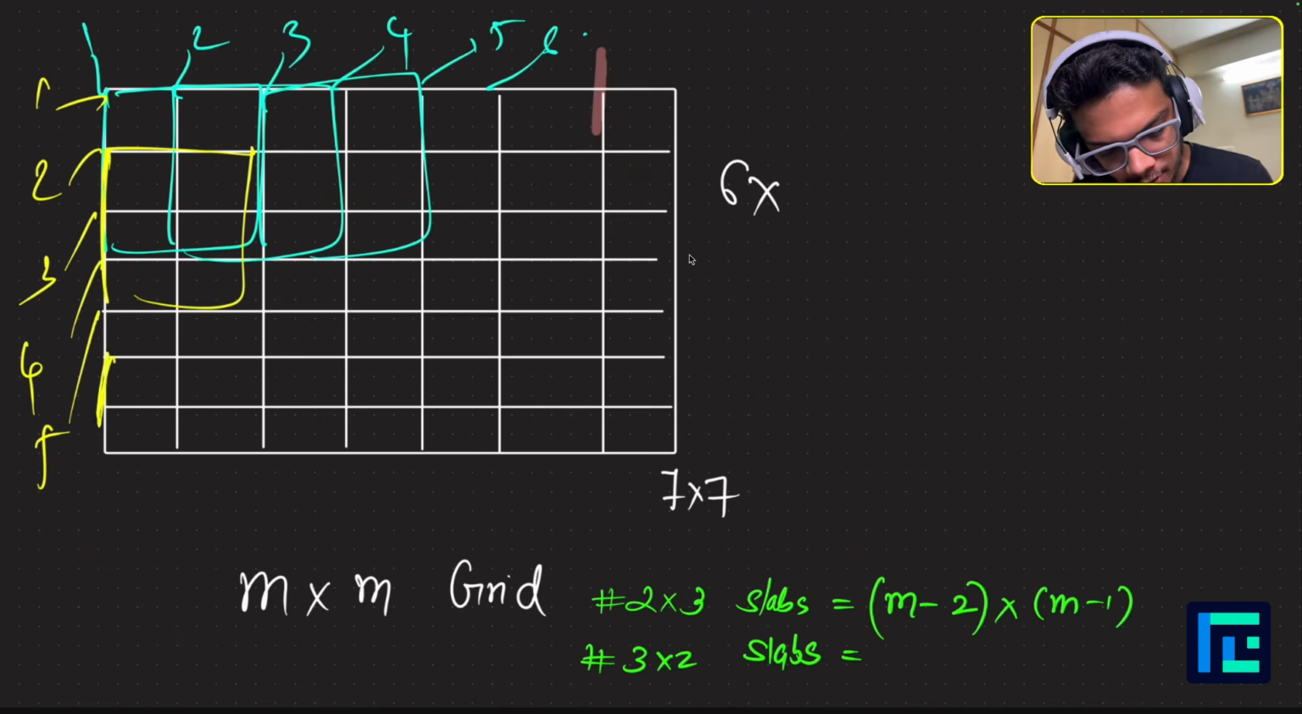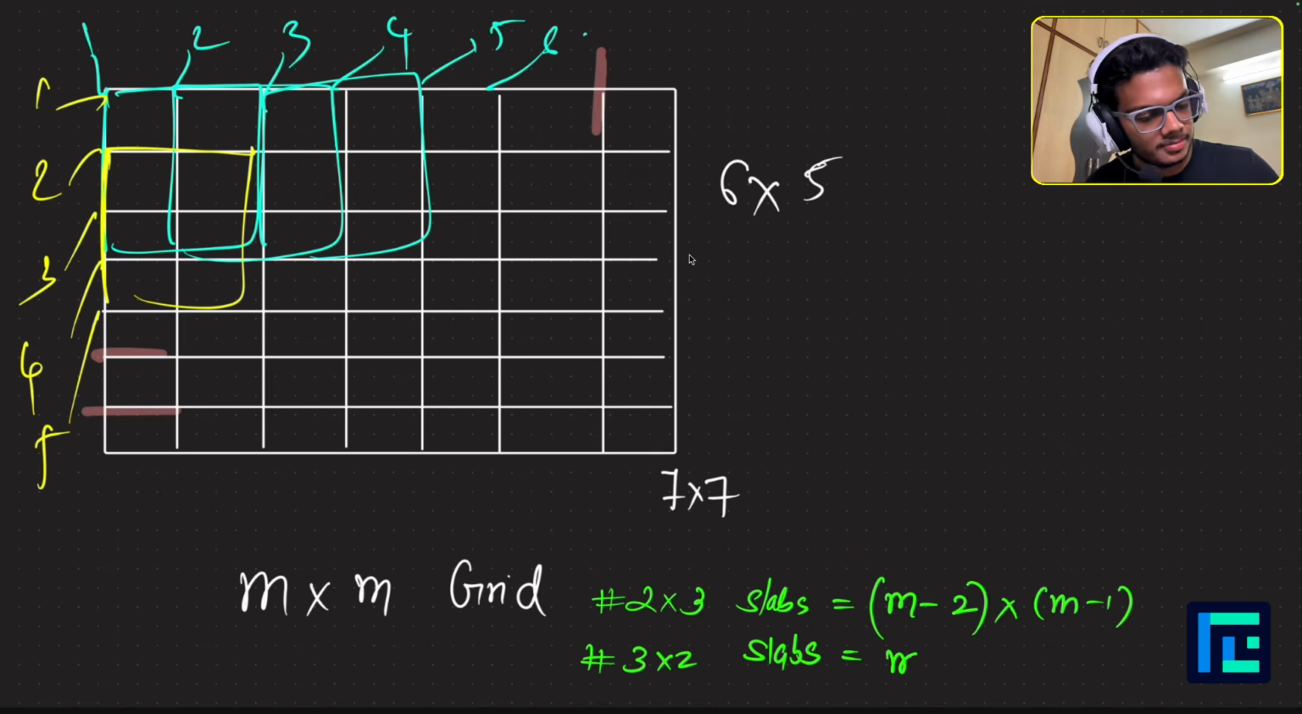You cannot start from either this edge or this edge. So again, the answer turned out to be 6 into 5, right? So again, it will be m minus 1 into m minus 2.